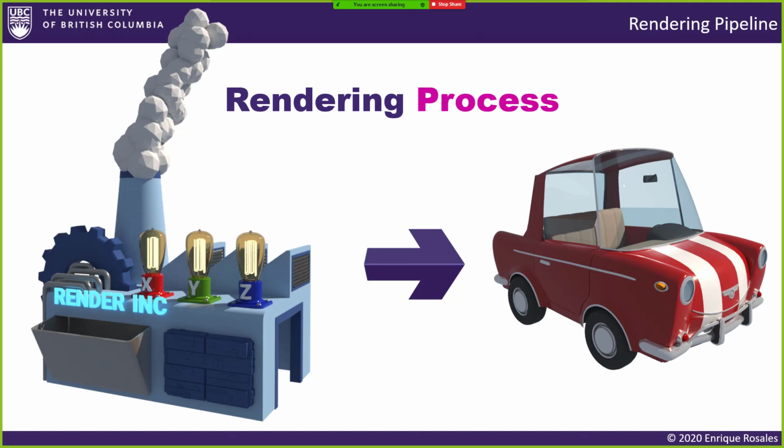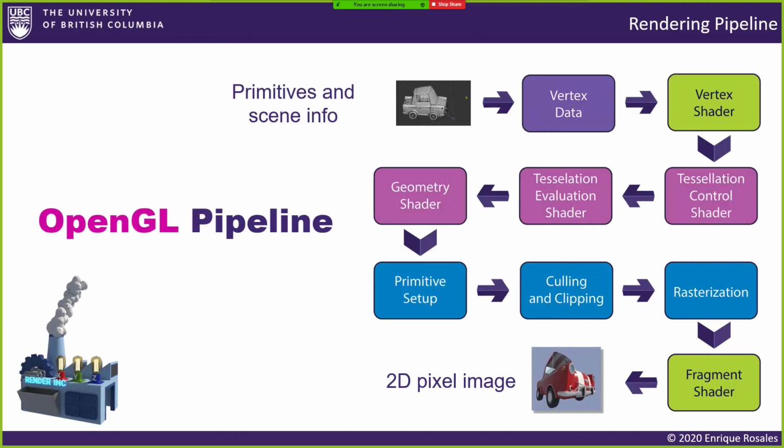In this case, instead of creating a car, we will just create an image, right? So we will have geometry information. That will be the input. And inside, there are a lot of stages that we will study today. And outside, we will have a 2D pixelated image. So this is how the interior of this factory kind of looks.